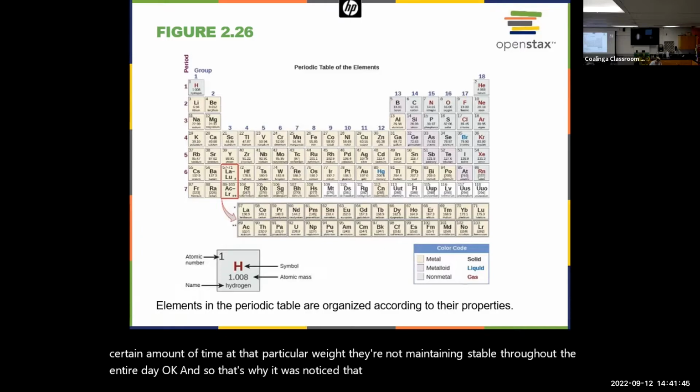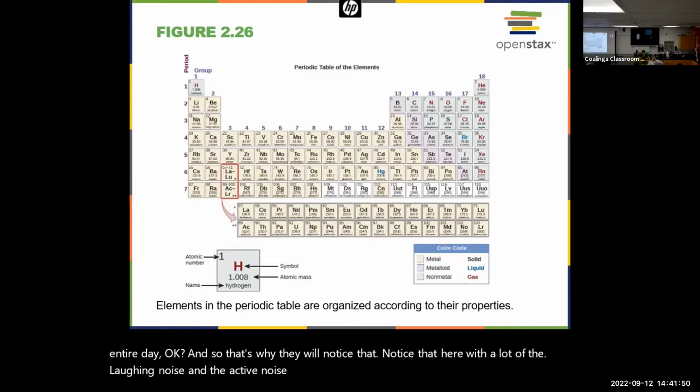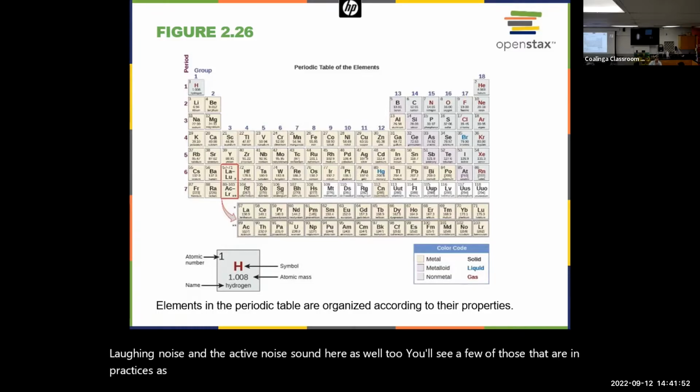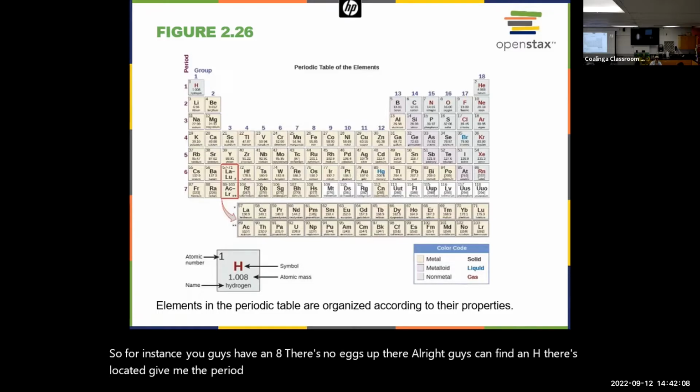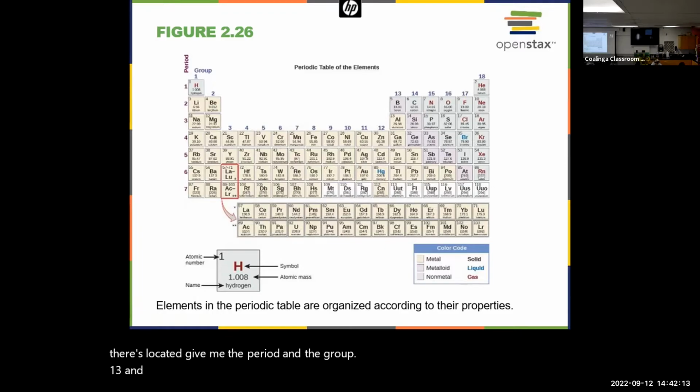You'll notice that here with a lot of the lanthanoids and the actinoids as well. You'll see a few of those that are in parentheses too. But your periodic table has developed quite a bit, right? Notice some of those changes. Yeah. So, like for instance, you guys have Nh. There's no Nh up there, right? Can you guys find Nh? Where's Nh located? Give me the period and the group. 13 and 7, right? Now we go 13 and 7 here. 13, 7, right?